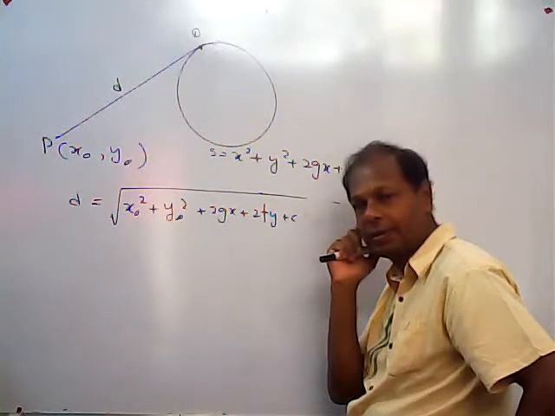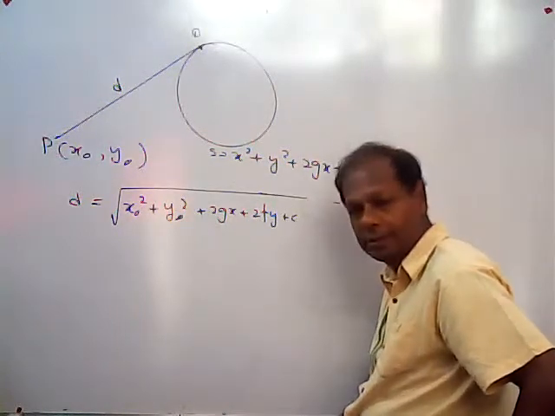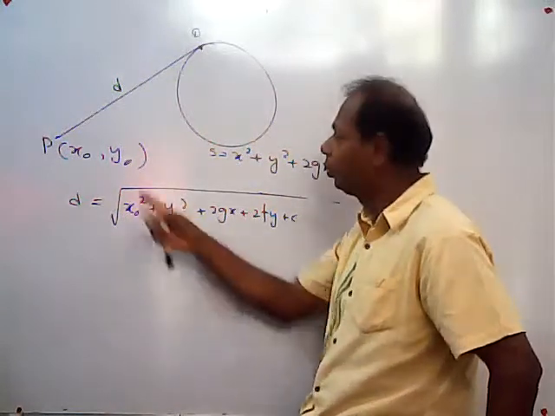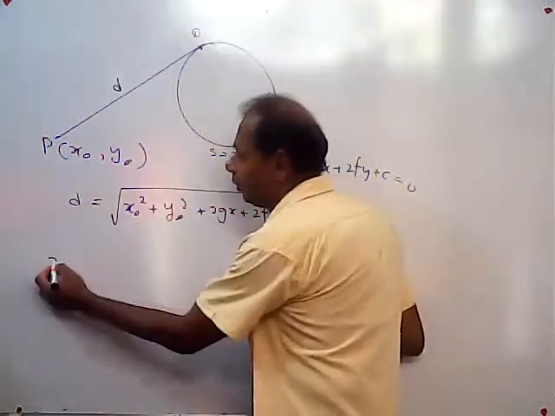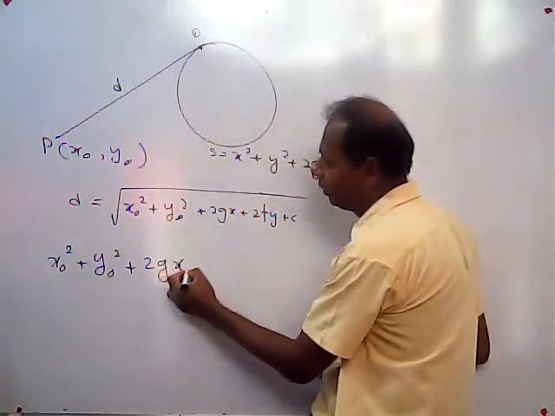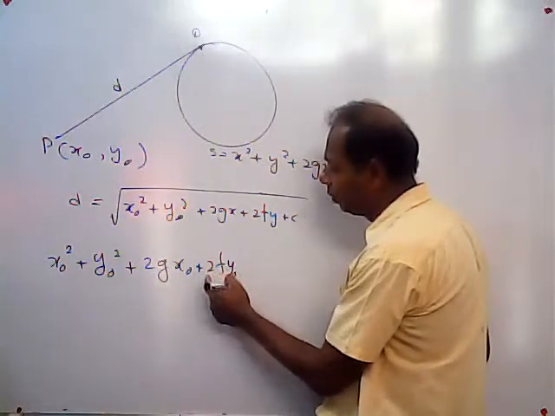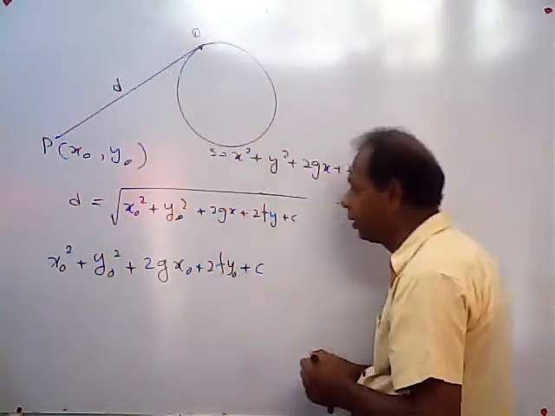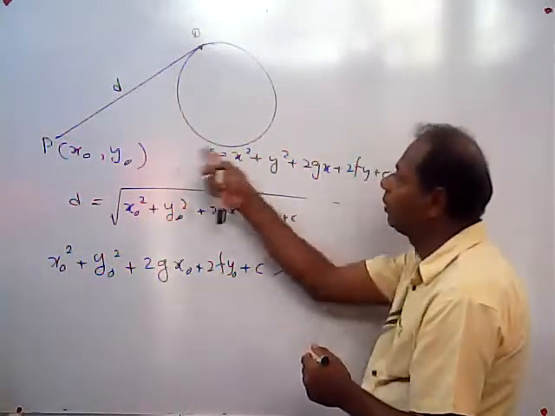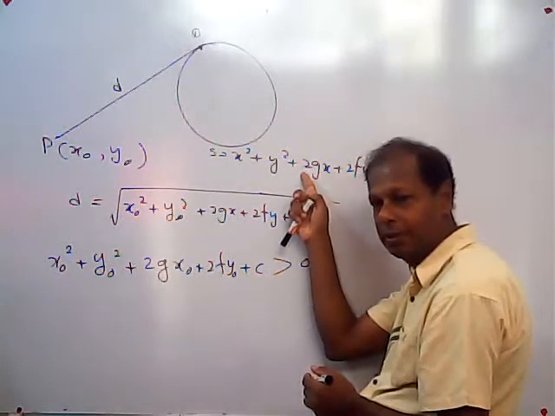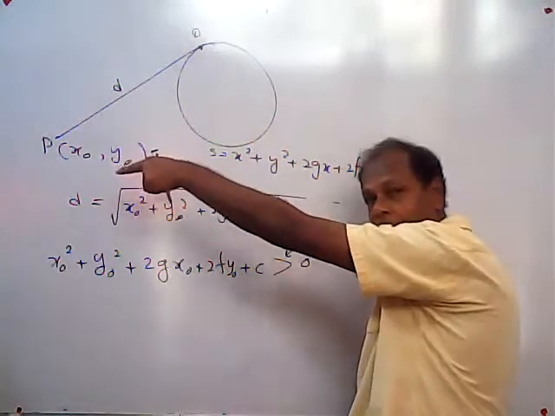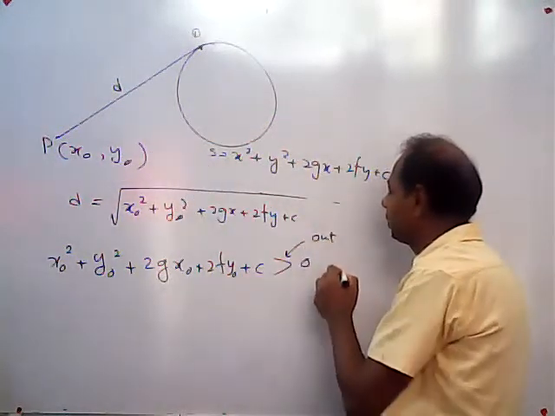So that's the thing we discussed last day. If you apply this point to the circle, you will get x naught squared plus y naught squared plus 2d x naught plus 2f y naught plus c, right? If this part is greater than 0, you get a positive value. That means the point stays outside the circle, externally.